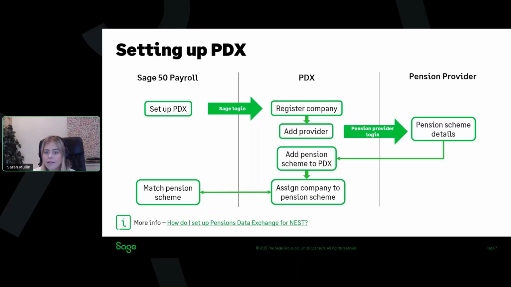And then once connected, the provider's pension schemes were pulled in to the management centre. We then assigned each scheme to the correct company in payroll, so both going to the same company. And then finally, we match those schemes to the ones that we have set up in our Sage 50 payroll. And then that was it. PDX is now ready to send and receive pension data directly. But remember, full step-by-step guides are available in our help centre and the links in the handouts. I know we've looked at Nest today, it is very similar for other providers, but definitely check out the help centre for that.